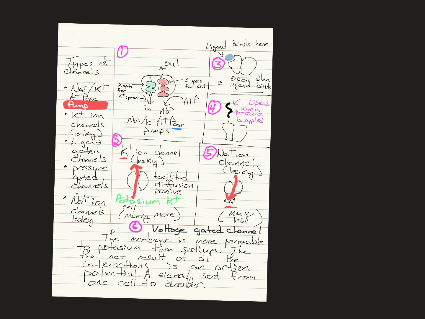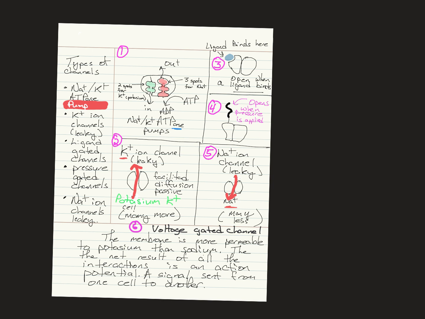All right. This one here is called a ligand-gated channel. And that's where a ligand binds to the protein. A ligand is a molecule that binds to a protein and changes its shape. So it's something that binds to the protein and changes its shape.